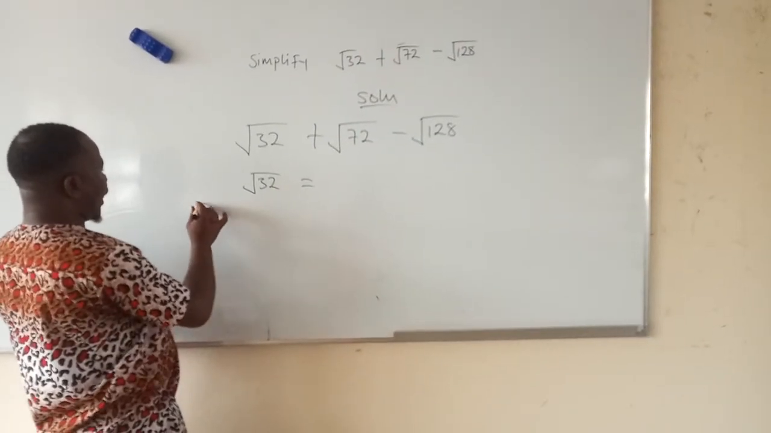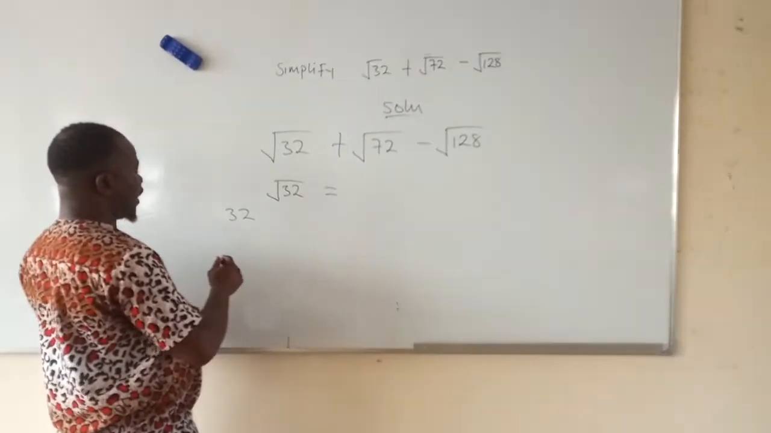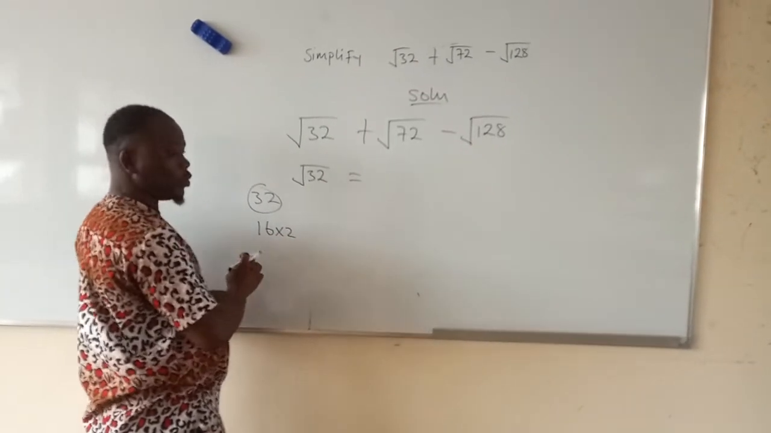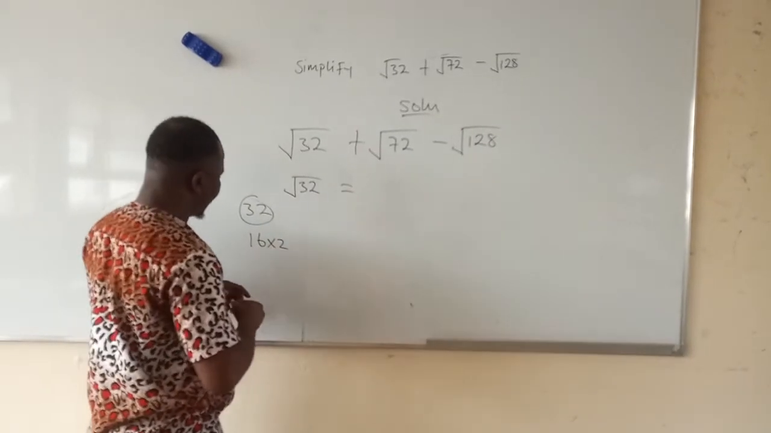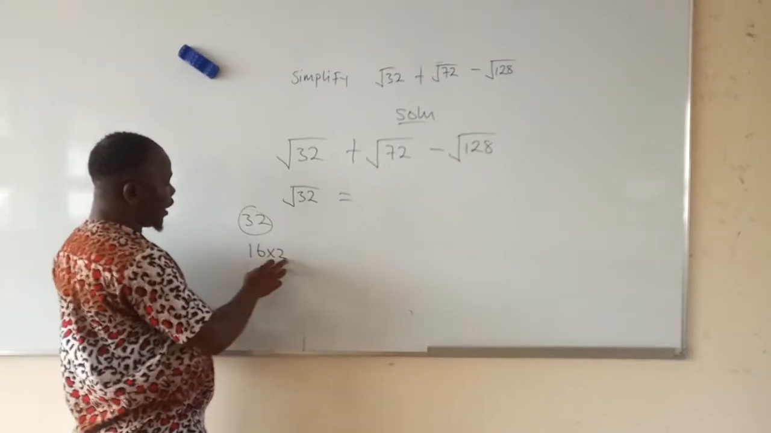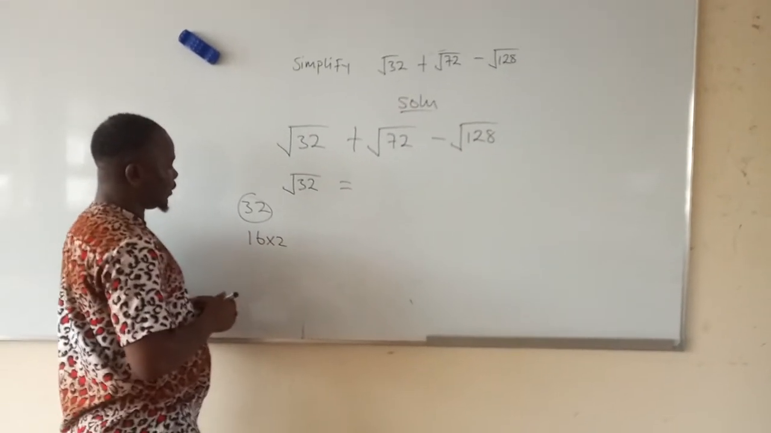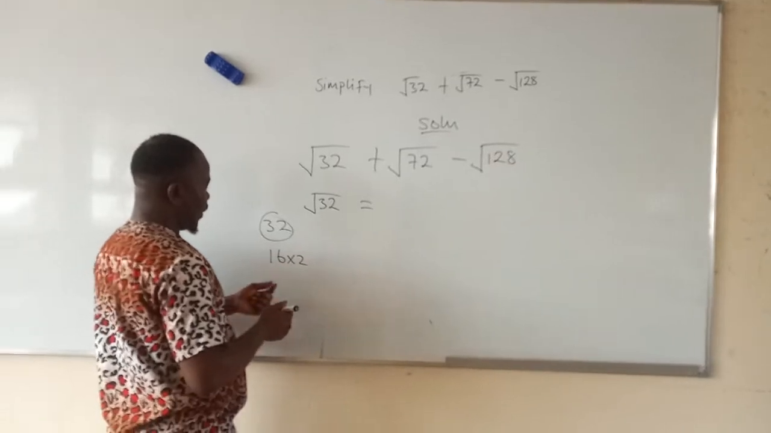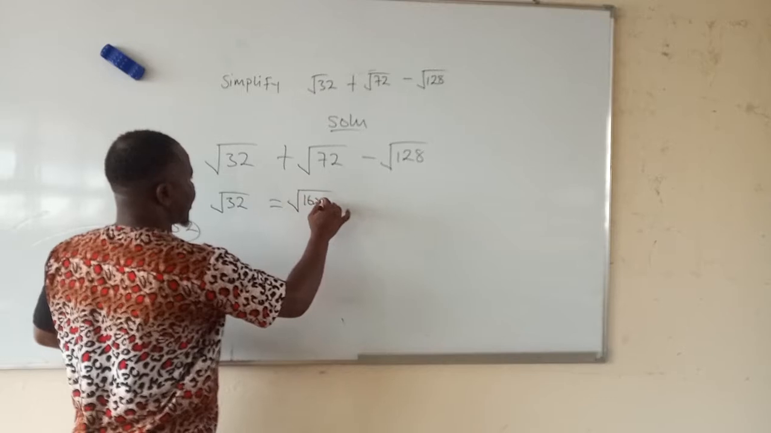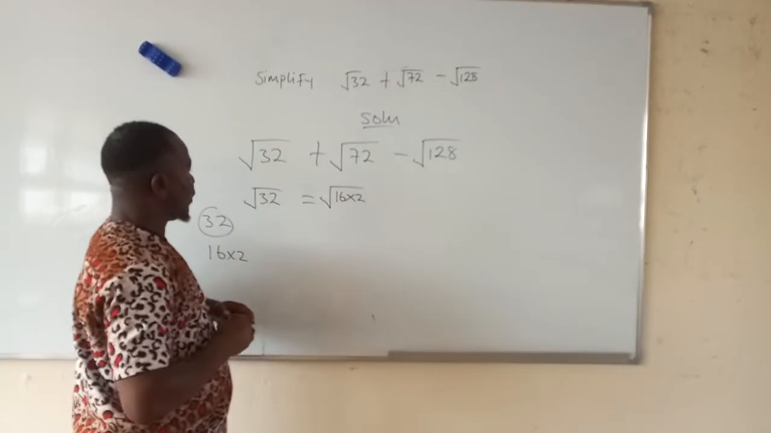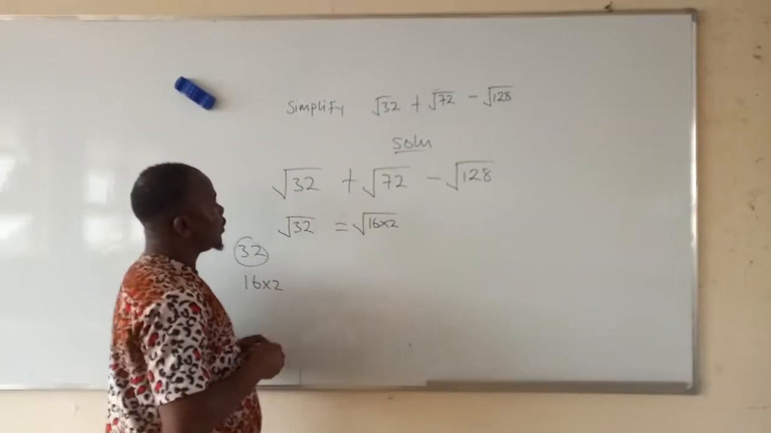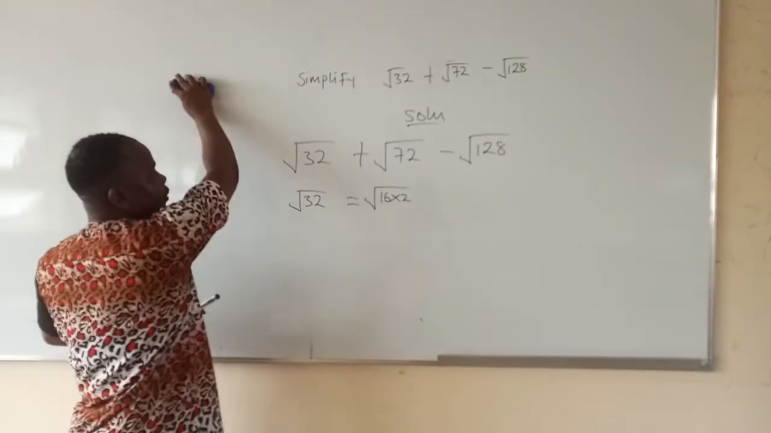If we have 32, it implies that 16 times 2 will give us 32. So if you agree with me, it implies that this 16 is a rational number, while the 2 is an irrational number. Is that clear? So what we'll do is we are going to write square root of 16 times 2. It implies that this is the same thing as square root of 32. Is that clear?